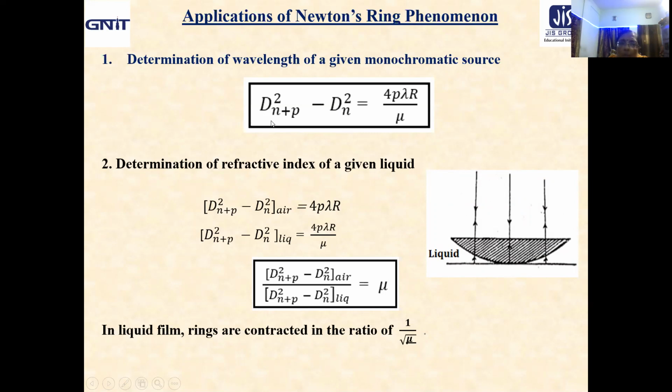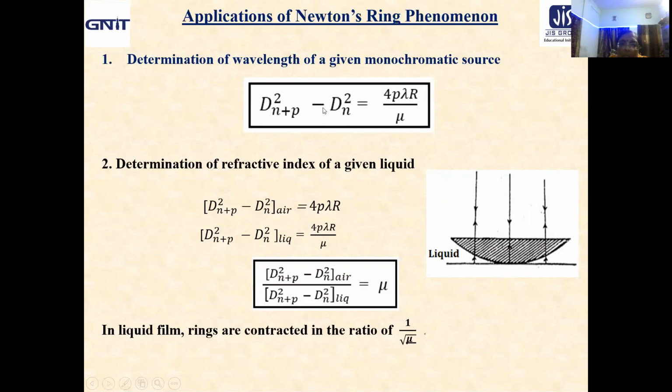Now, if you do d(n+p) square, that means another ring's diameter. It is n plus p, say the sixth ring or the seventh ring diameter. Then what you will find? d(n+p) square equals 4(n+p) lambda R by mu.